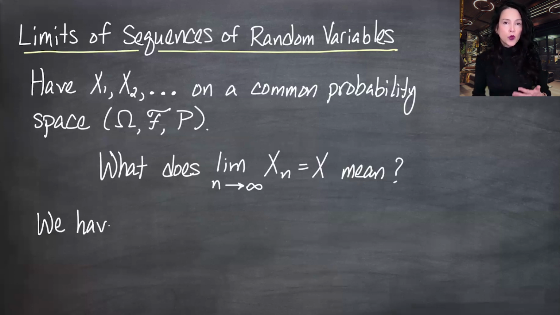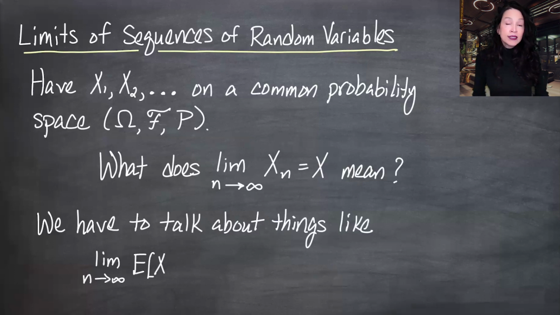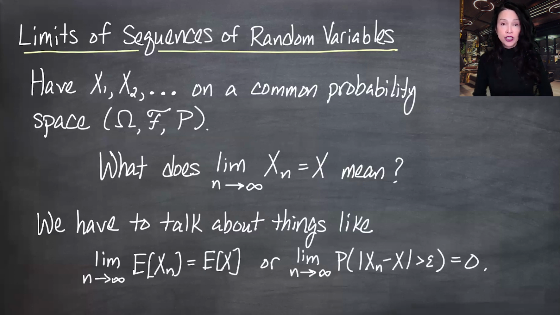For example, one way to possibly talk about xn converging to x is to say that happens if the expected value of xn converges to the expected value of x. We haven't talked about that yet in this class, so if you don't know what I'm talking about, don't worry about it. But if you do, the expected values here are real numbers, and we do know what it means to take the limit of a sequence of real numbers.